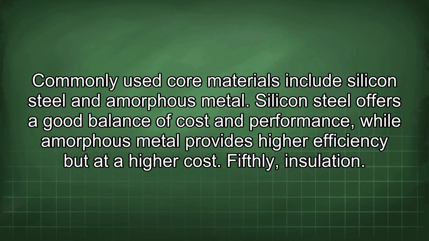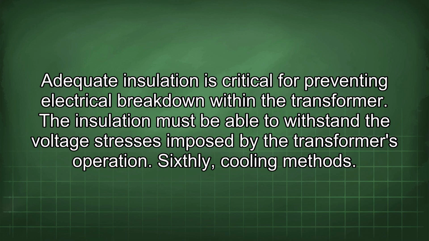Commonly used core materials include silicon steel and amorphous metal. Silicon steel offers a good balance of cost and performance, while amorphous metal provides higher efficiency but at a higher cost. Fifthly, insulation. Adequate insulation is critical for preventing electrical breakdown within the transformer.